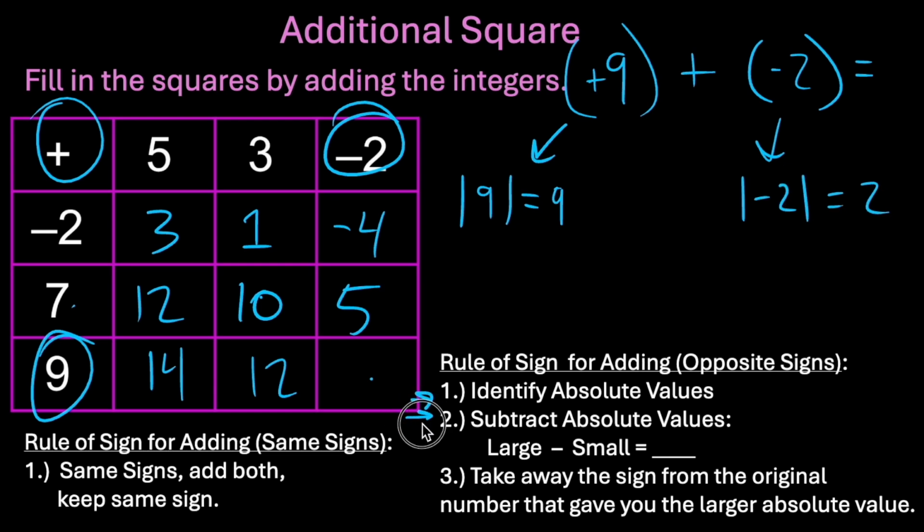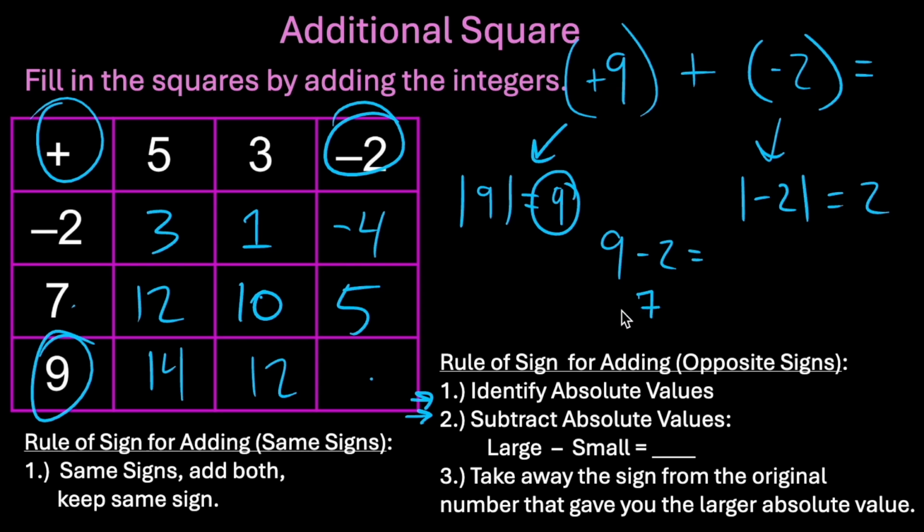The next step, subtract the absolute values. Large minus small equals. So 9 is bigger than 2. We subtract 9 minus 2. 9 minus 2, we take away 2, is 7. So 9, 8, 7. That's the answer.